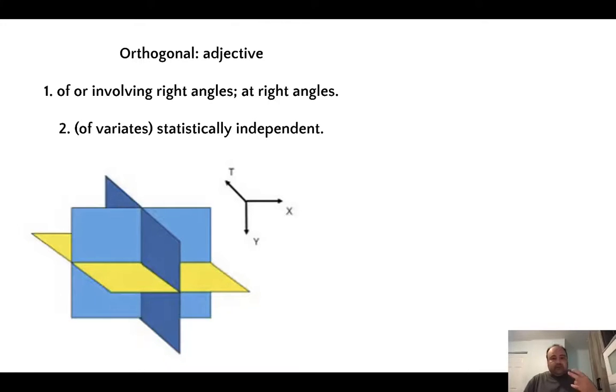There are two definitions here. One is of or involving right angles, or at right angles, and below you see this geometric set of planes that are located at right angles to each other. These three planes are all orthogonal to the others, and this shows you in a coordinate space what that looks like. But there's another definition that is of variance, statistically independent. Statistically, if variables are orthogonal, that means they're independent of one another. And that's related to the geometric definition as well.